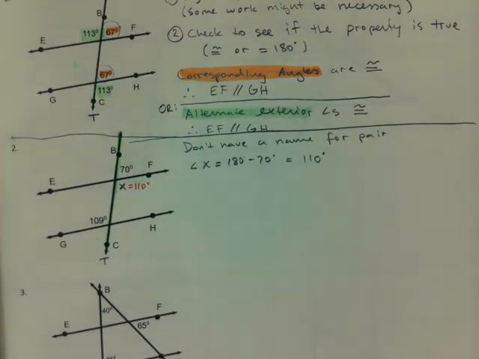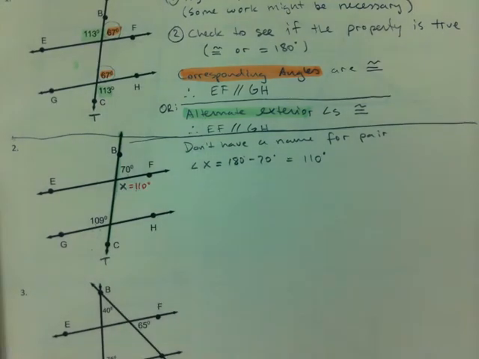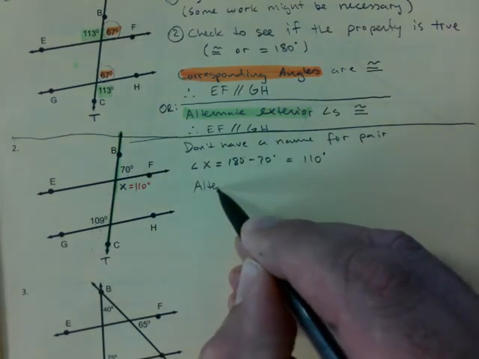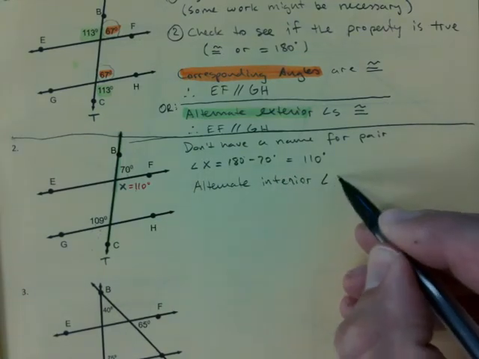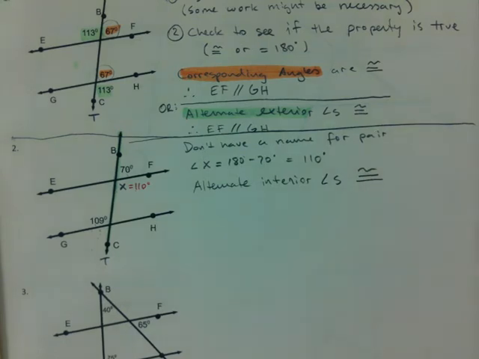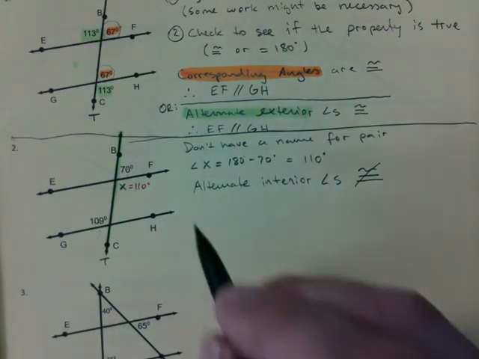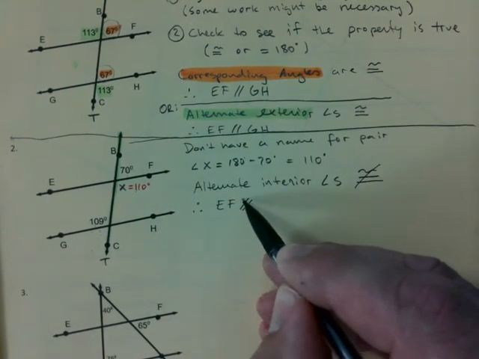What do we call those two? Alternate interior, yes. So alternate interior angles, is this true? Are they congruent? Just look at the numbers. 110 is not the same as 19, so you do one of these. Alternate interior angles are not congruent. Therefore, EF is not parallel to GH.